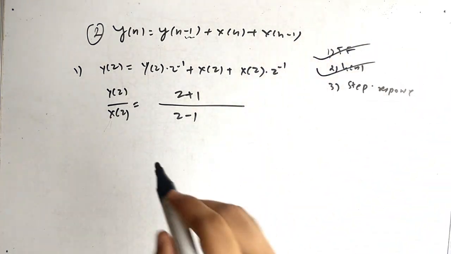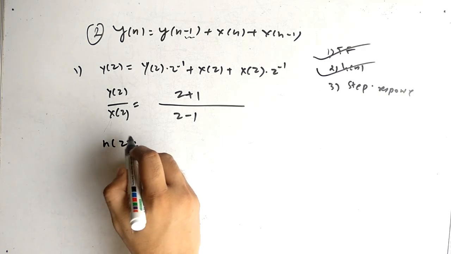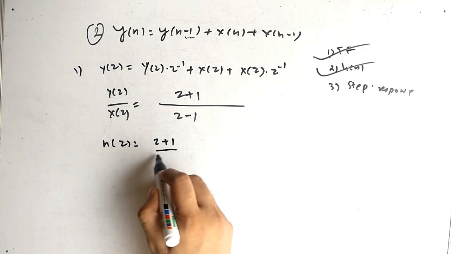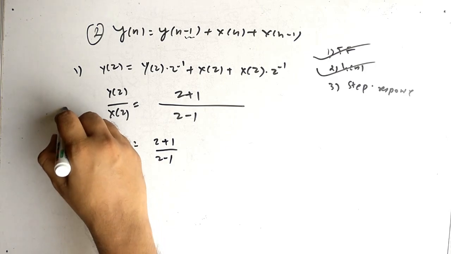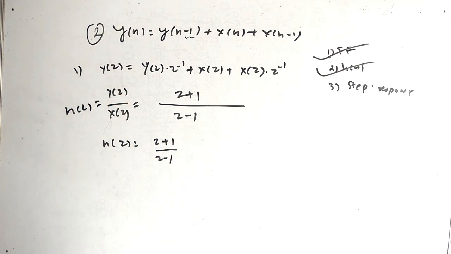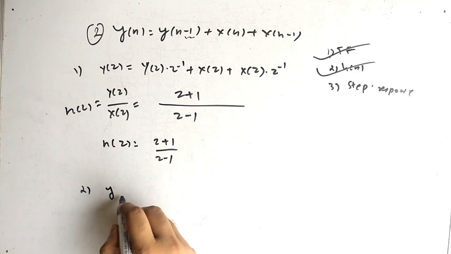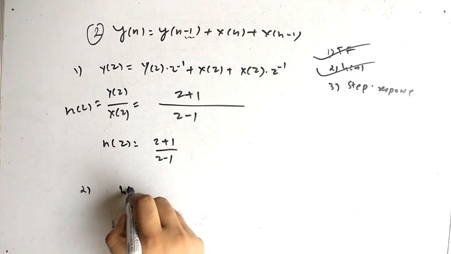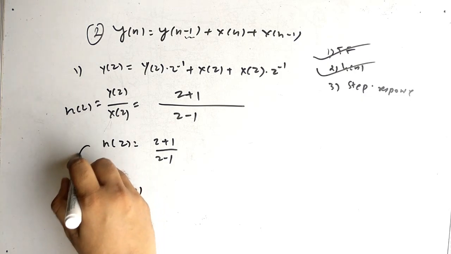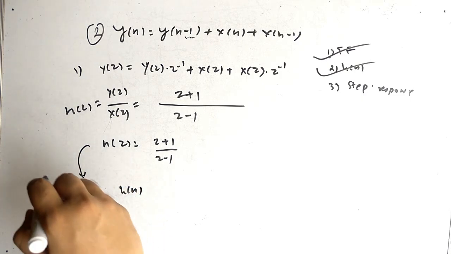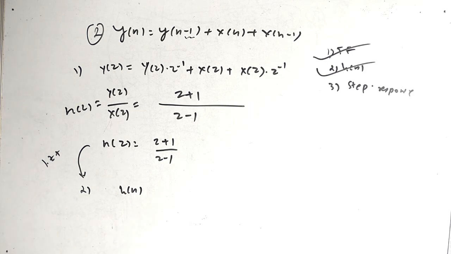Now we have to find the impulse response. So h of z is equal to this value, z plus 1 upon z minus 1, because h of z is equal to y of z by x of z. Now take the inverse again. So h of n is the impulse response. From the transfer function we get the impulse response by taking the inverse z transform.